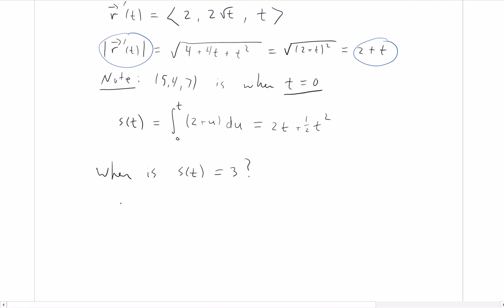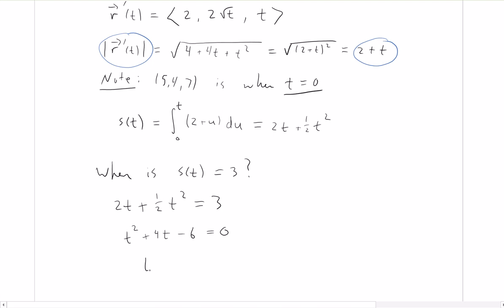So we just need to solve this. s of t from above was 2t plus 1/2 t squared. When is that equal to 3? So this is just a quadratic equation. This isn't hard to solve. We can just use the quadratic formula. So if we move things around and multiply everything by 2, we get this equation: t squared plus 4t minus 6 equals 0.